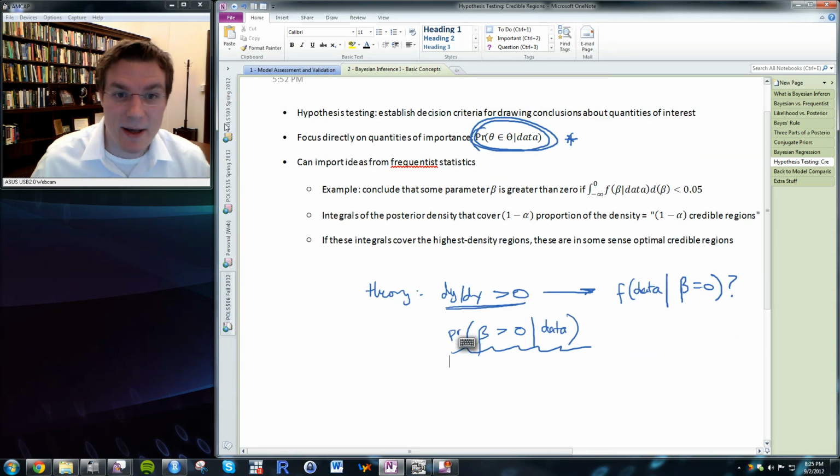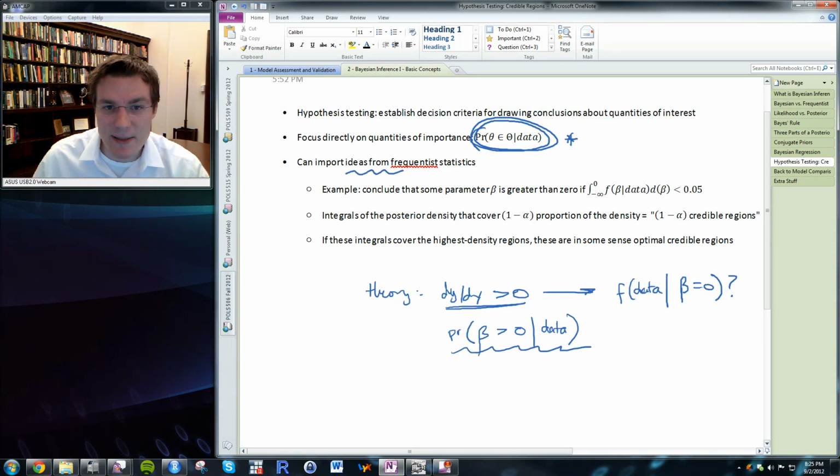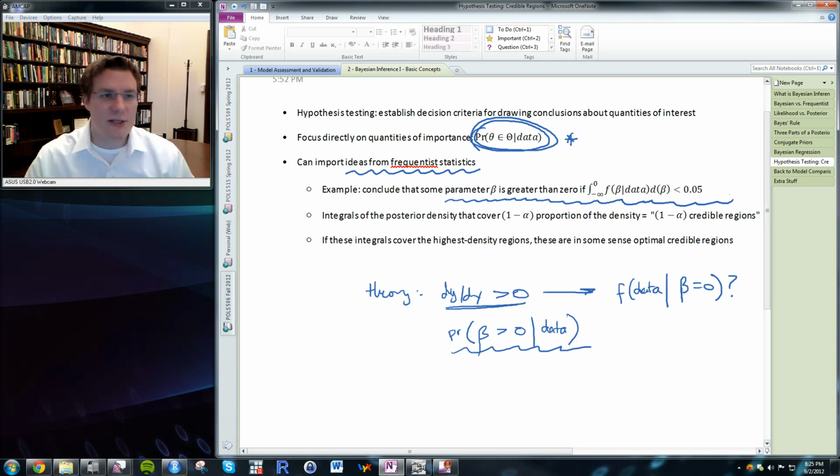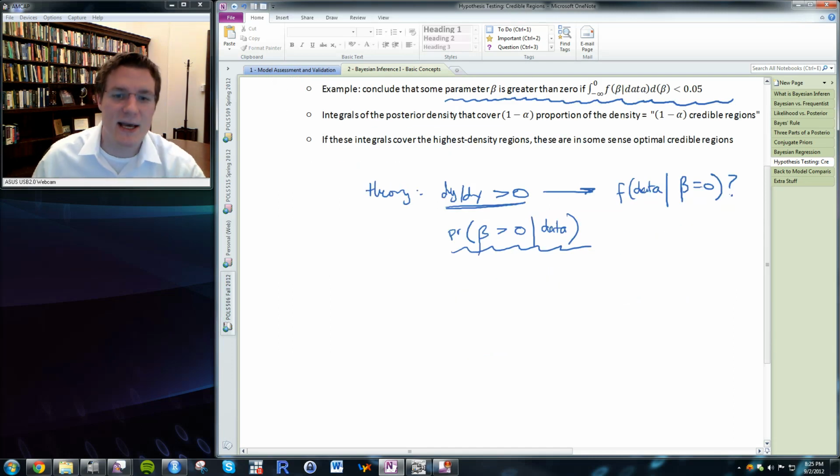Nevertheless, Bayesian hypothesis testing does typically import some frequentist ideas. For example, it's very common to say, I'm interested in whether beta is bigger than 0 because that's what theory tells me it should be. So what I'll do is compute the area under the posterior density from negative infinity to 0, and maybe I'll draw some conclusion based on the size of that area.